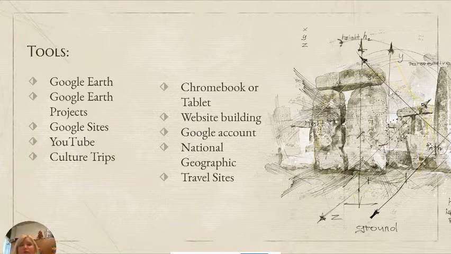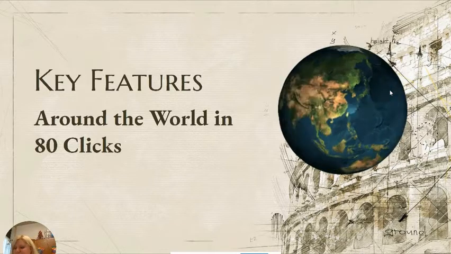The combination of tools that I used are Google Earth Projects, Google Sites, YouTube, Culture Trip, and a Chromebook or tablet. I used a Microsoft Surface, and I also used a Chromebook when developing this project. I developed website building with Google Sites, and I also used the National Geographic site and numerous travel sites. I also used Culture Trip, which outlined a lot of cultural places.